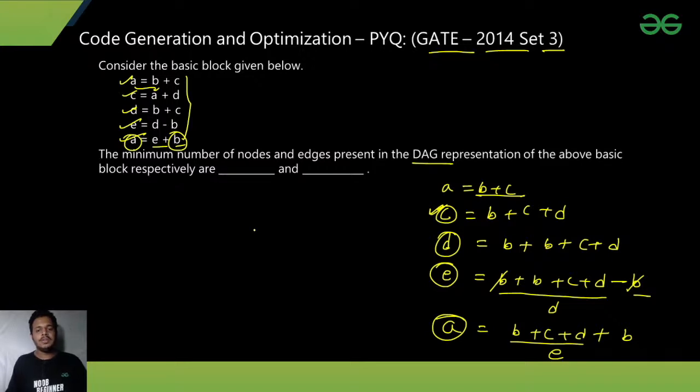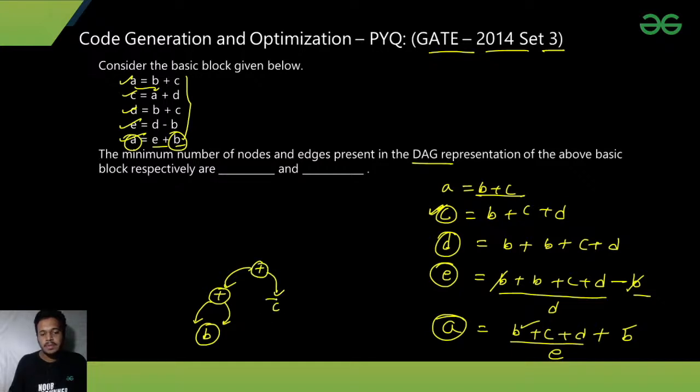So now we need to draw the directed acyclic graph for this. We can see here that two B's are getting added. So B is taken by a plus twice, and then we can take the value to add with the variable C. Now whatever the resultant is coming, we can take it and add with the variable D. So B is used twice, then C, then D.